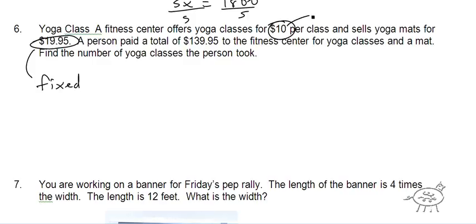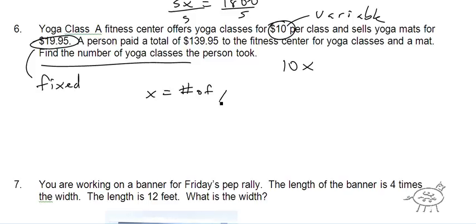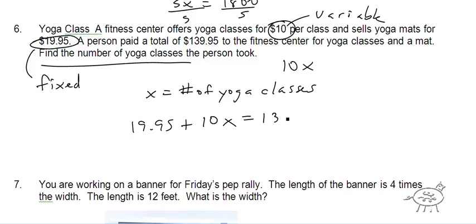And this 10 is a variable cost. It's a variable because it's $10 per class. Oh, ho, ho, there's that word per again. Okay, so I know that it's going to be $10 per class, so it's going to be 10x. All right, so the first thing I want to do is find the number of yoga classes. So x equals the number of yoga classes. All right, so I have to pay $19.95 for the mat plus $10 per yoga class, and the total bill is $139.95.